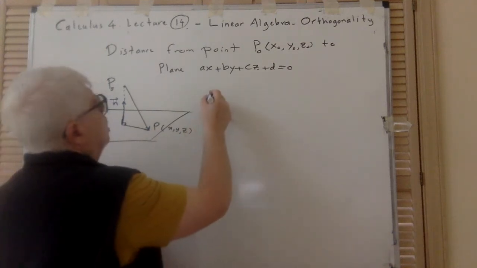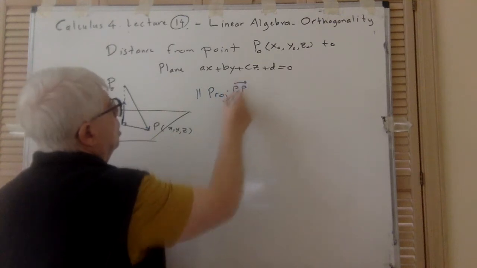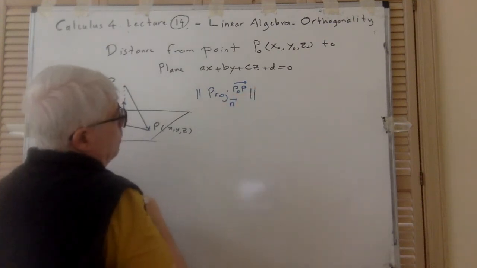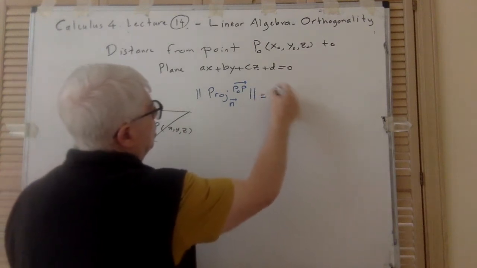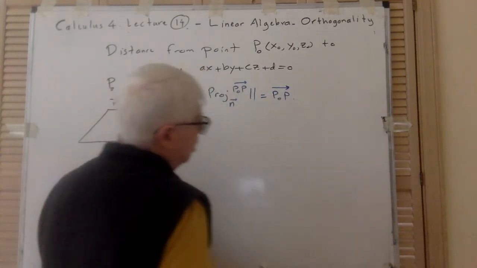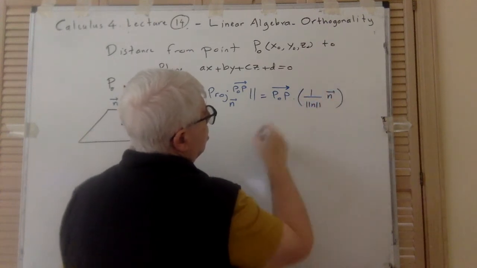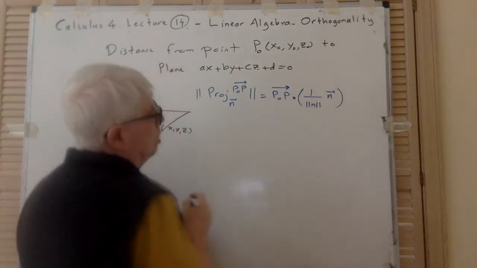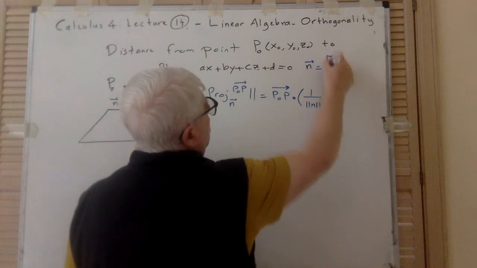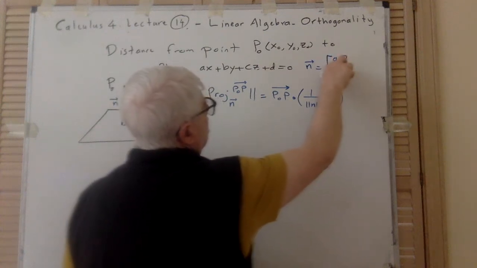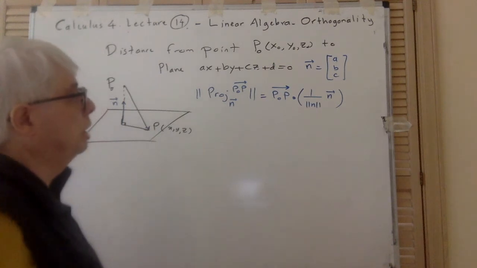So let's do it. We need the magnitude of the projection of P0P on n. Well, we know what that is. It is in fact P0P times a unit vector in the direction of n, which is 1 over the magnitude of n times n. Right, this is done. So 1 over, and what is n? Remember, n is this: A, B, C. So if the equation of a plane is given to you, the coefficients of x, y, and z are in fact A, B, C.